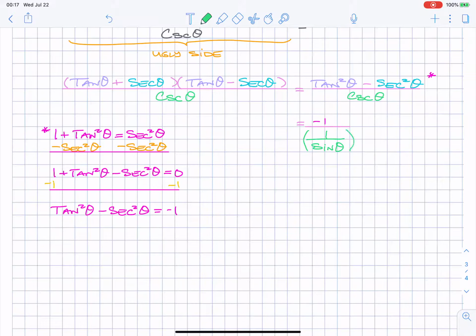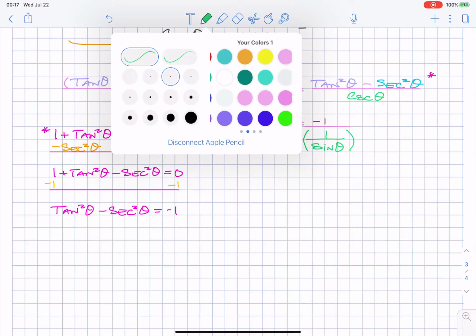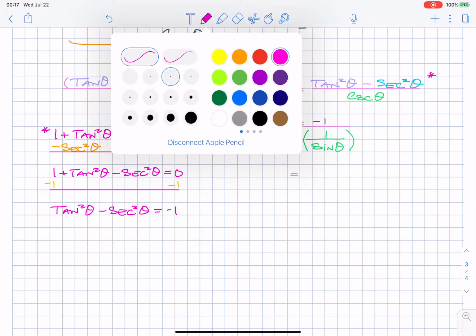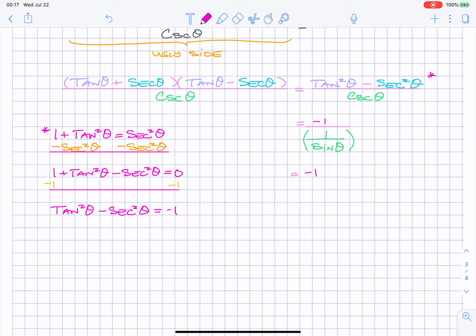Sine of theta. Okay, so I can invert and multiply. This would be negative 1 times the reciprocal of the fraction in the denominator, so flip it upside down. This will now be positive sine of theta divided by 1. But of course, any whole number or anything divided by 1 is just itself.